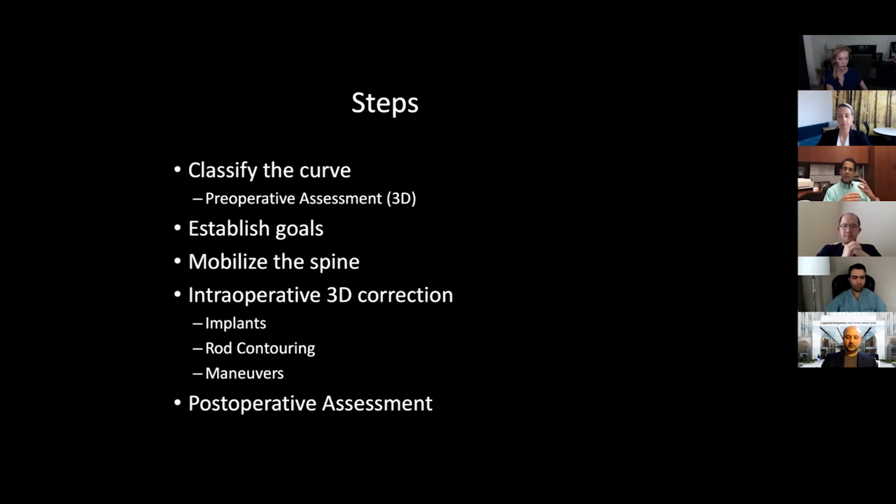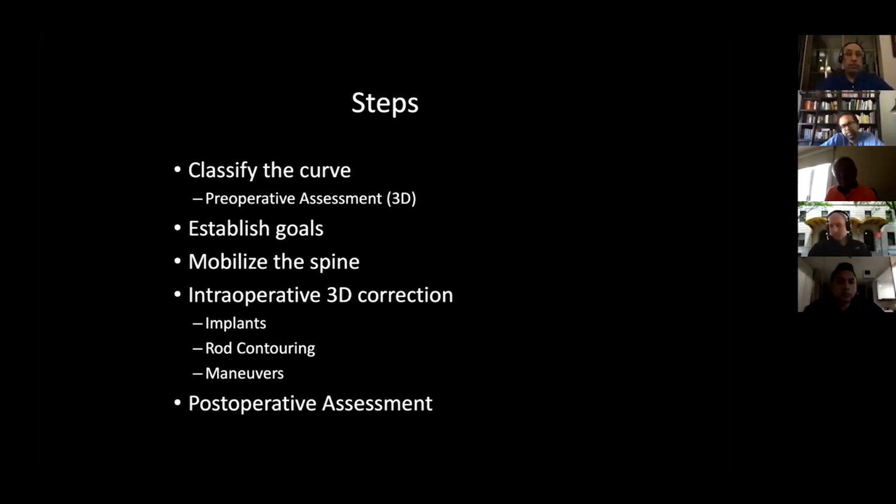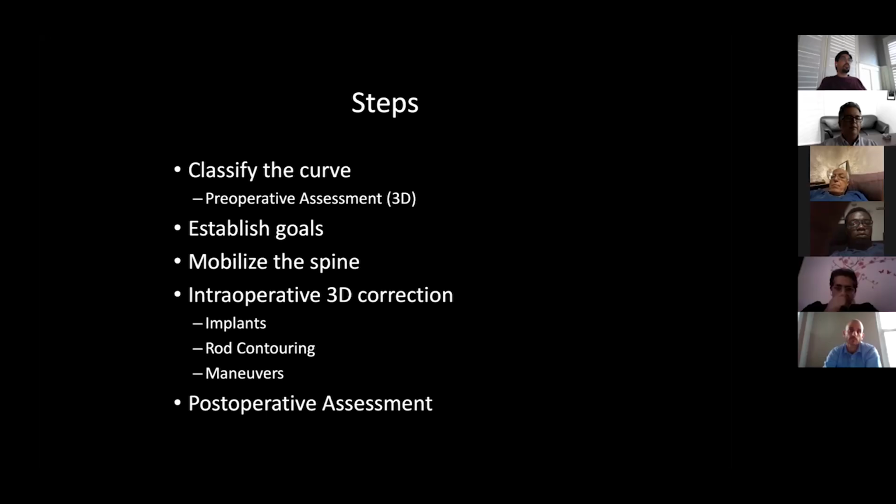And then putting it all together, it's not like I do this, I do this, I do this. A lot of it's happening together, which is why the video is so important to show you. And then ultimately, postoperative assessment. Did I do what we set out to do? And if not, what happened?